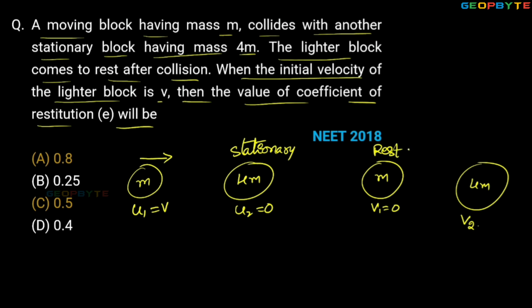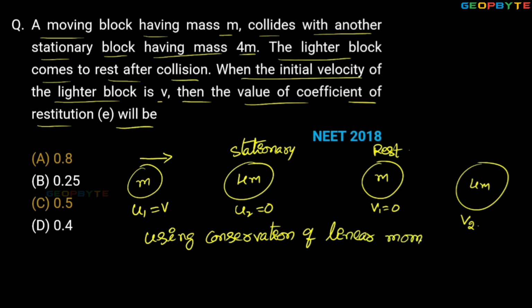First, let us decide v2 in terms of u1. For that, let us apply the conservation of linear momentum. That is m into u1 is equal to 4m into v2. m is cancelled. Here v2 equals u1 by 4.